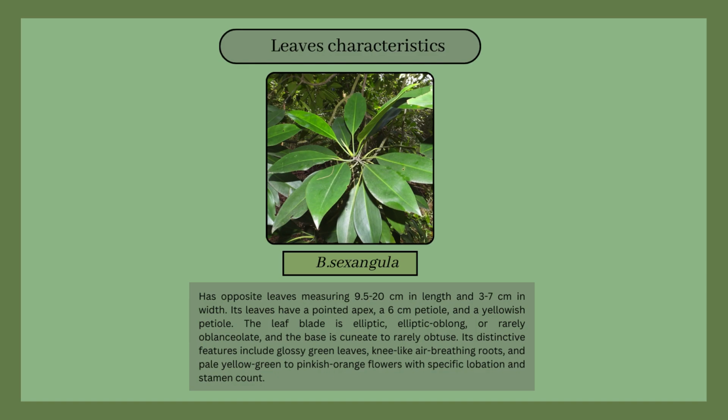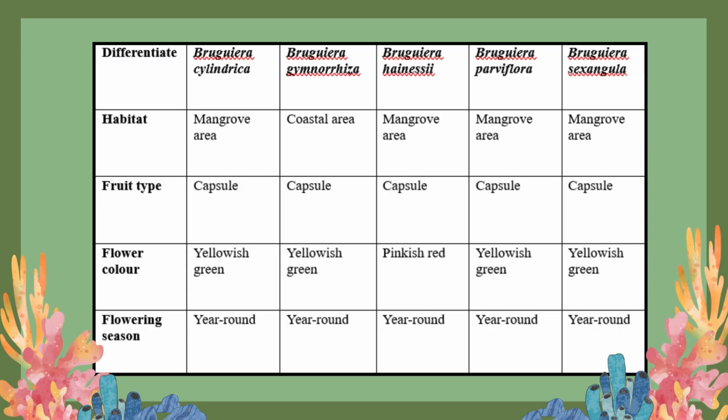stamen count. As you can see, they differentiate Bruguiera cylindrica, Bruguiera gymnorrhiza, Bruguiera hainesii, Bruguiera parviflora, and Bruguiera sexangula. You can see the different habitats: Bruguiera cylindrica from the mangrove area, Bruguiera gymnorrhiza from the coastal area, Bruguiera hainesii from the mangrove, Bruguiera parviflora from the mangrove area also, and Bruguiera sexangula from the mangrove area. You can see the fruit type, flower color, and flowering season.